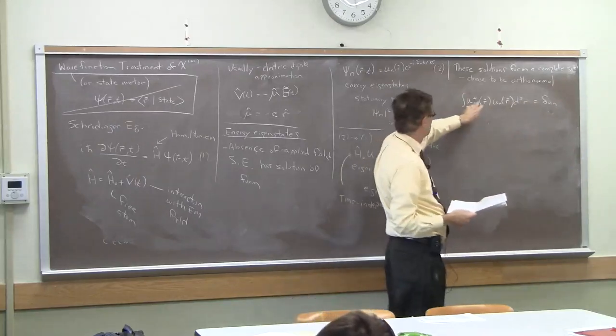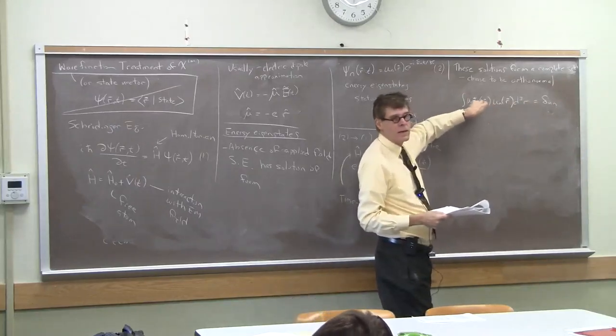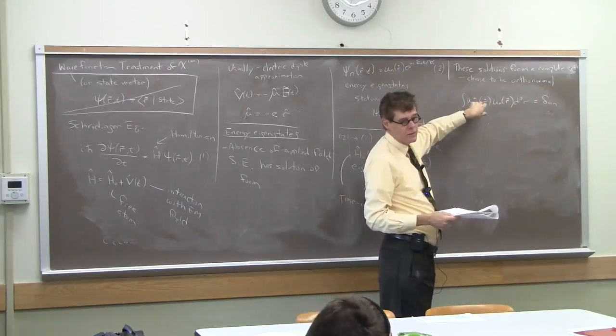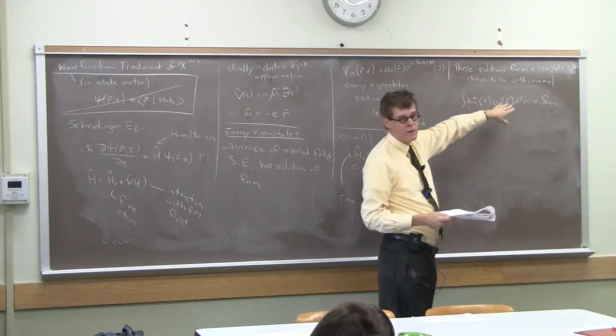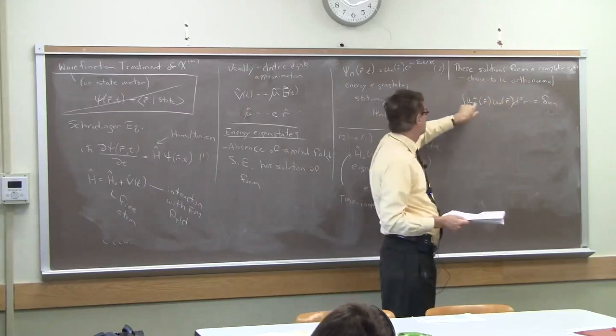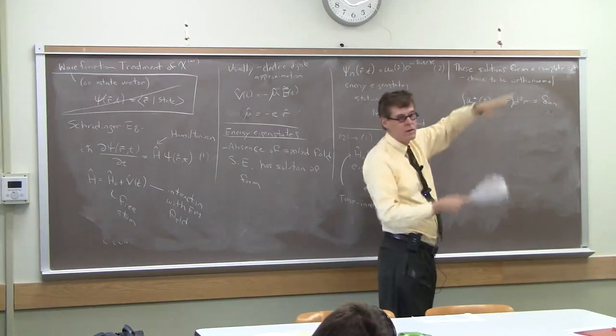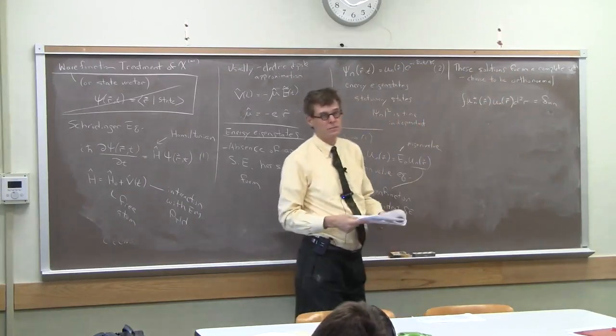So you take any of the energy eigenfunctions, take its squared modulus, integrate over all space, you get one. Take two different energy eigenfunctions, put them here, integrate, you get zero.